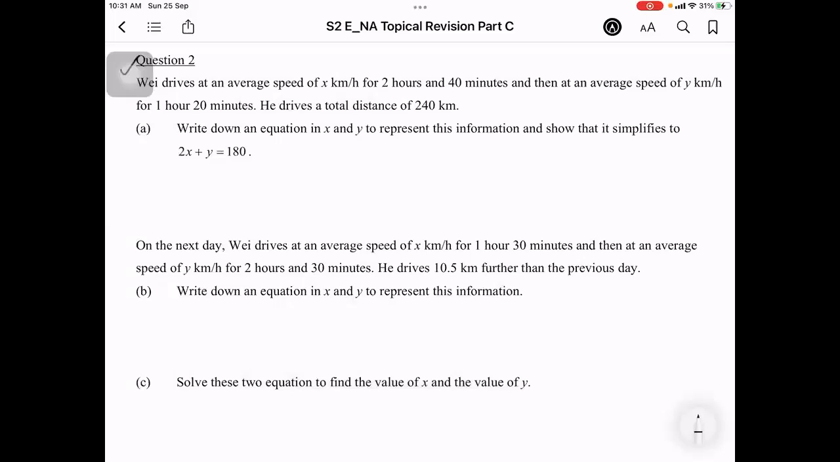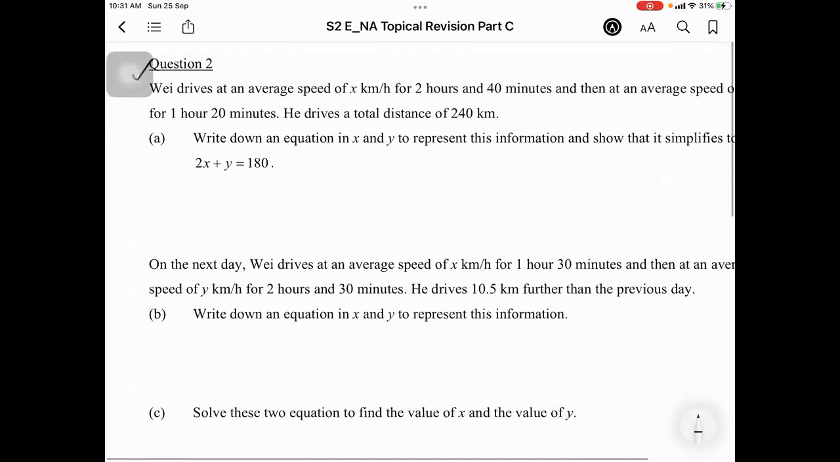So do remember to study your WA3 test paper and maybe these few questions over here. This one here involves 2 unknowns. How do we know that?